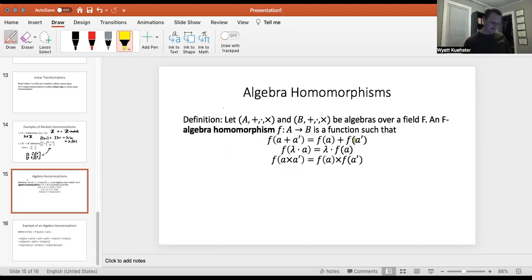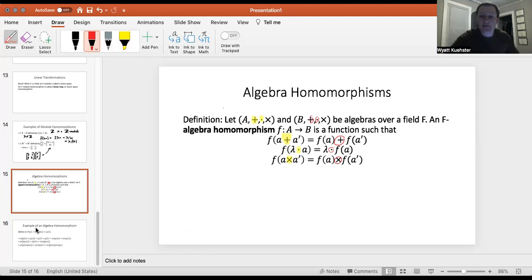To be a structure preserving map of F algebras, I need to take the addition to the addition. So here, this one that I unhighlighted, and I'm highlighting again, this is the addition in A, and it has to go to the addition in B. And this is the scalar multiplication in A, and it has to go to the scalar multiplication in B. And then also the bilinear multiplication in A has to go to the bilinear multiplication in B. So that's an algebra homomorphism.